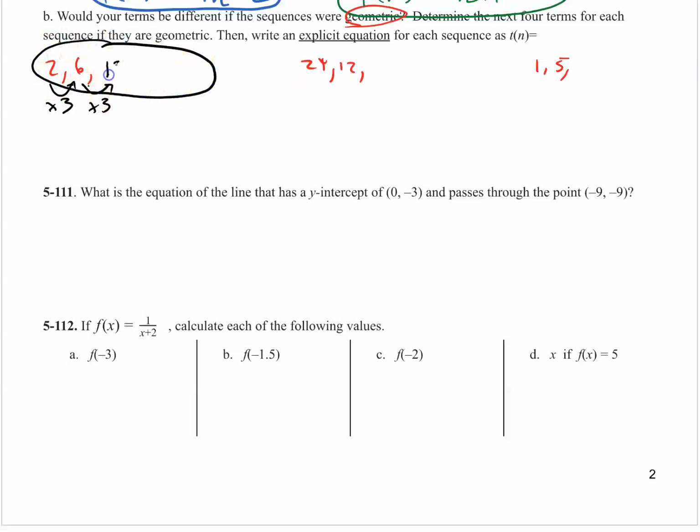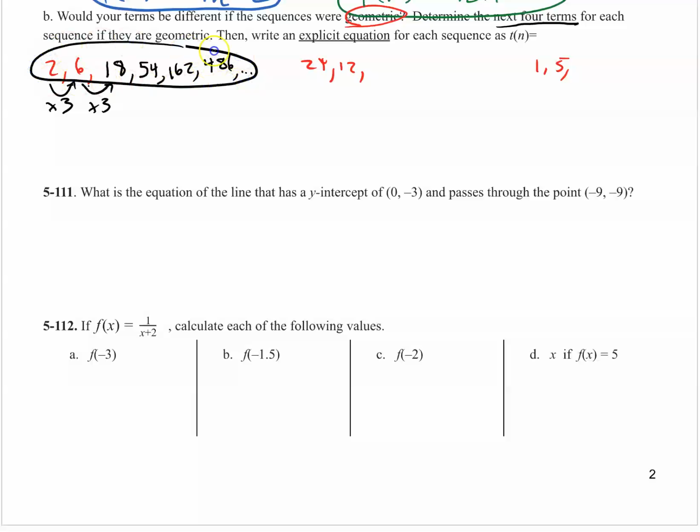6 times 3 is 18. 18 times 3 is 54. And we're supposed to determine the next 4 terms. So let's start using a calculator here to make sure we're not making mistakes. Times by 3, times by 3. So the next term would be 486, and so on. Now let's write our equation.